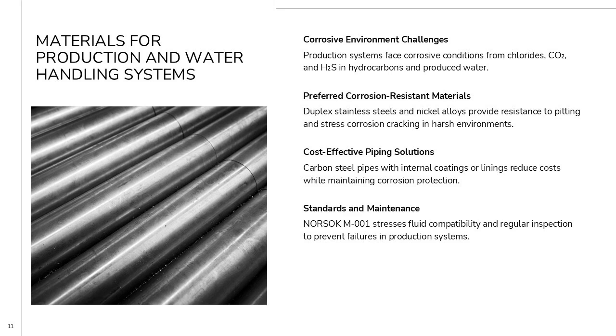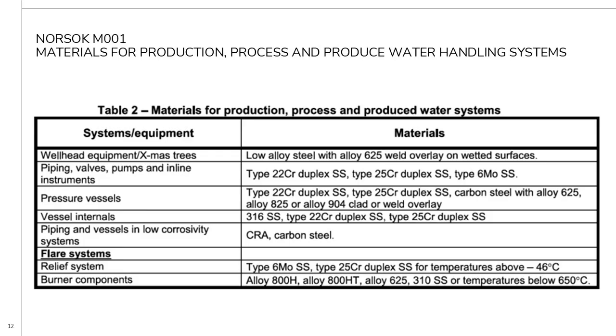For piping and vessels, carbon steel with internal coatings or linings may be used to reduce costs while maintaining corrosion protection. NORSOK M-001 emphasizes compatibility with process fluids and the need for regular inspection and maintenance to prevent failures. Let's review the material selection for different systems and equipment used in production, process, and produced water systems. This table outlines the recommended materials for each category to ensure durability and corrosion resistance.